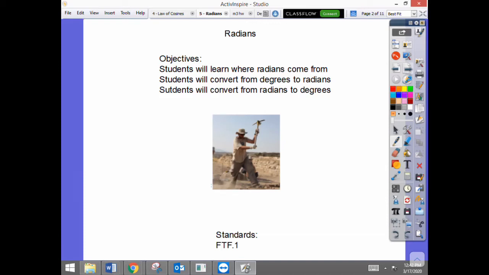Another form of measuring angles is a method known as radians. You should have talked about radians a little bit last year in Math 2. So hopefully this will be somewhat of a review, and we'll just continue talking about radians. Take a minute and see if you can remember what a radian actually is, if you remember.